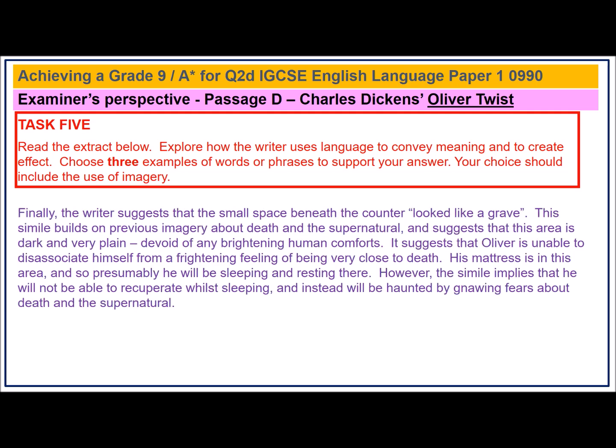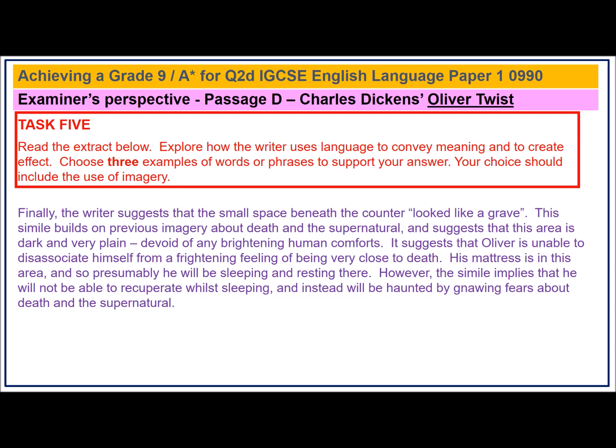Now for another bonus paragraph, although of course I only asked you to write about 3 quotations. Finally, the writer suggests that the small space beneath the counter "looked like a grave". This simile builds on previous imagery about death and the supernatural, and suggests that this area is dark and very plain, devoid of any brightening human comforts.